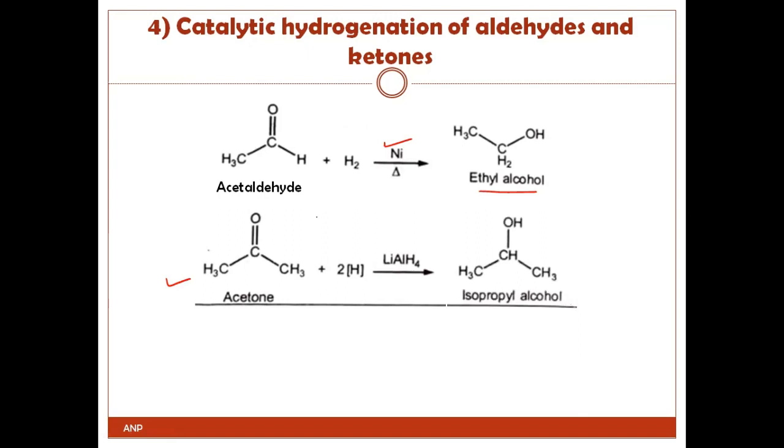So when aldehydes undergo hydrogenation, they give primary alcohol. And when ketone undergoes hydrogenation, it gives secondary alcohols. Ethanol is an example of primary alcohol and isopropyl alcohol is an example of secondary alcohol.